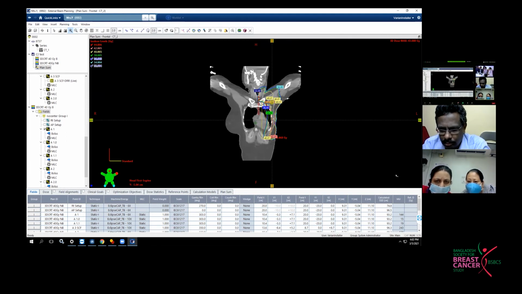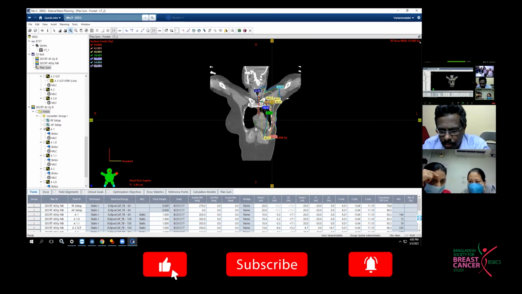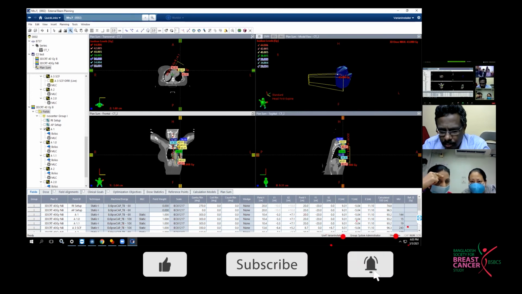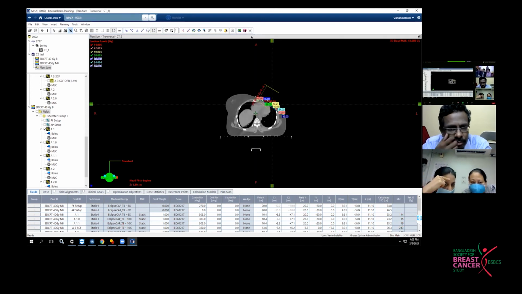So is this a monoisocentric technique? Yes, single isocenter. Now, first of all, I want to say the energy 6x is the proper energy. It can be used. So first, we need to measure. So this is a mixed energy plan, a 6x and a 10x plan. Okay.